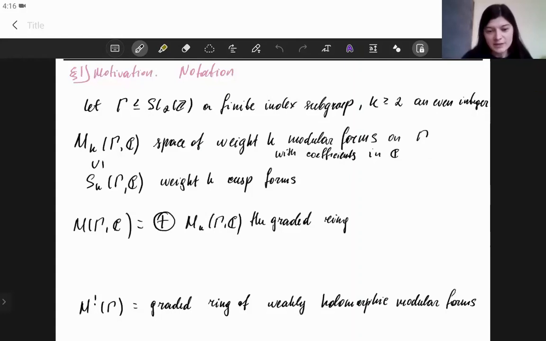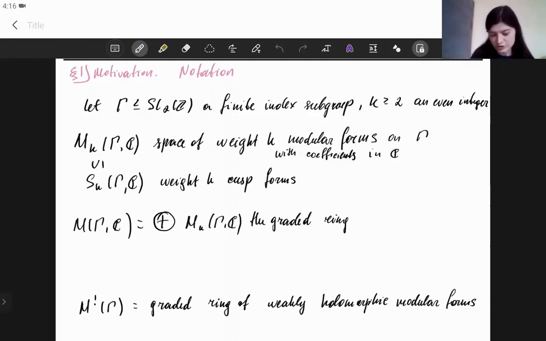We'll take gamma to be a finite index subgroup in SL2Z. K will be an even integer greater than or equal to 2. We have the C vector space of weight K modular forms on gamma with coefficients in C. And then we also have the subspace of weight K cusp forms. All right, so I will use the slash K operator a couple of times in this talk.